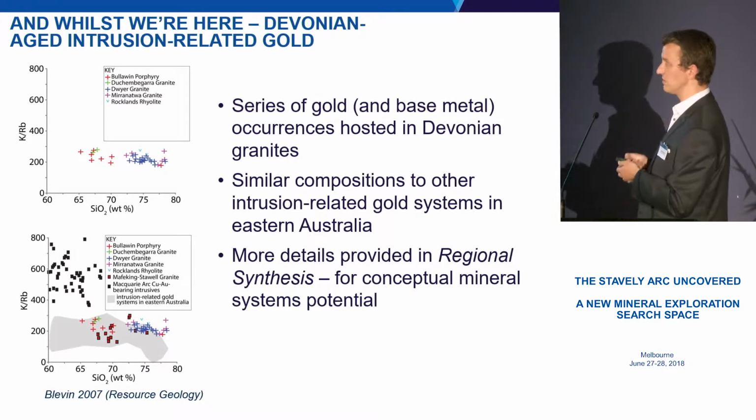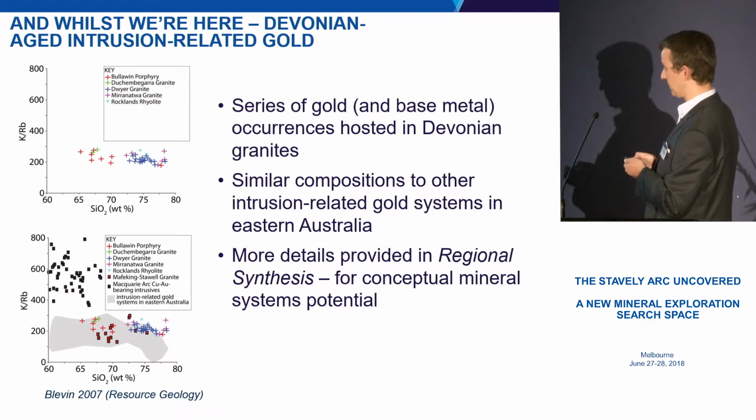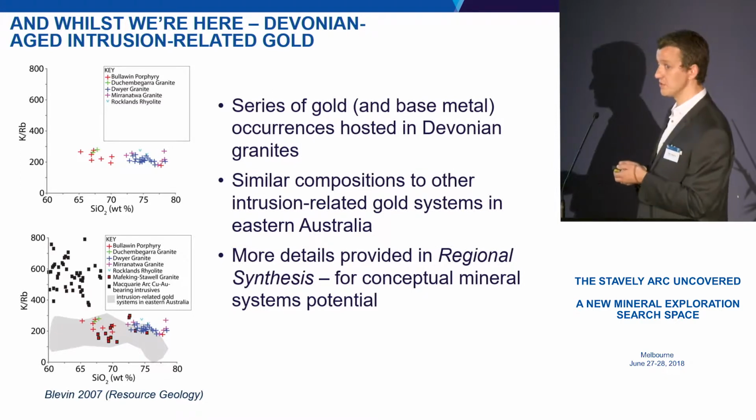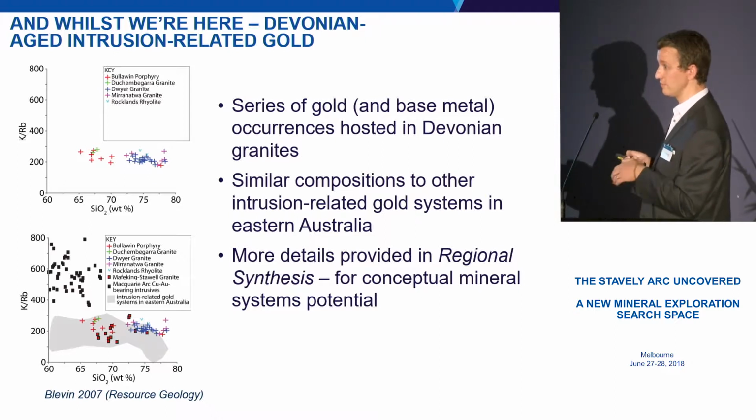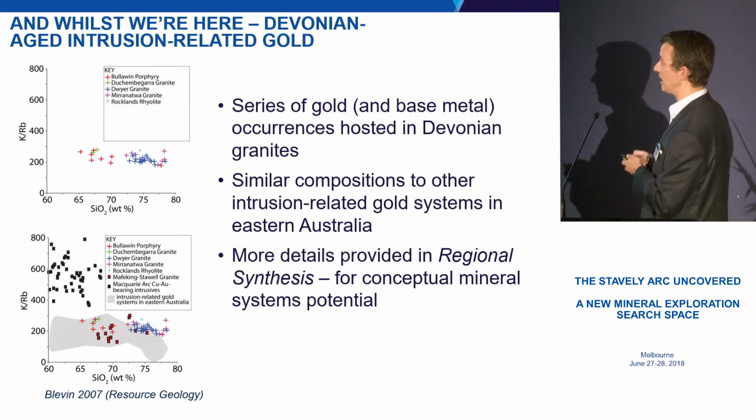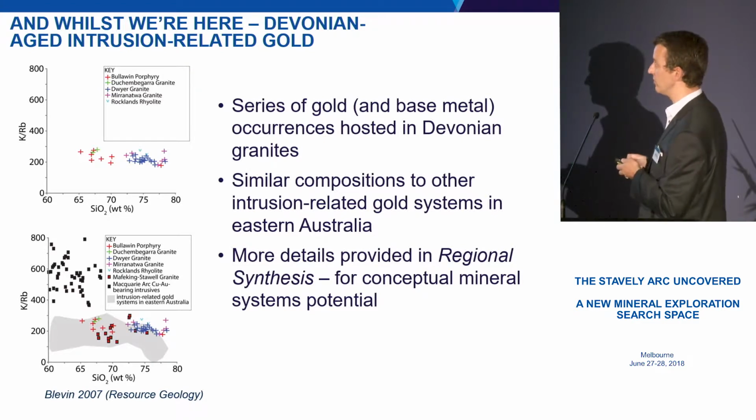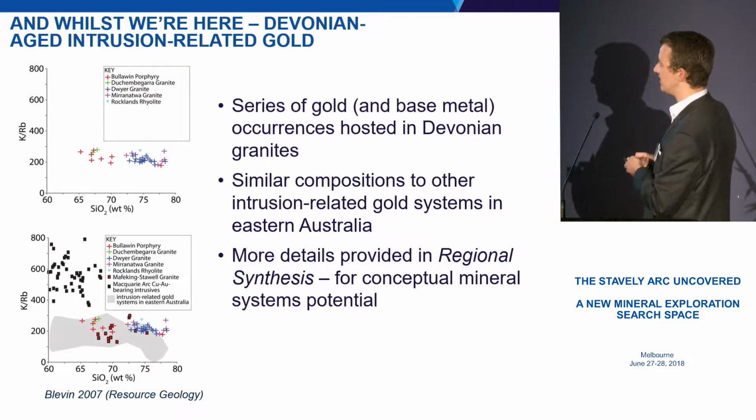Whilst we're here as well, we might as well do a similar thing that's been compiled for intrusion-related gold systems, even though these are largely Devonian, predicted to be largely Devonian in the Stavely region, and notwithstanding the issues with elemental mobility for potassium and rubidium. We see here that the rocks of the Victoria Valley batholiths, so all these ones here, and the Rocklands rhyolite as well, plot in a similar field to intrusion-related gold in Eastern Australia.